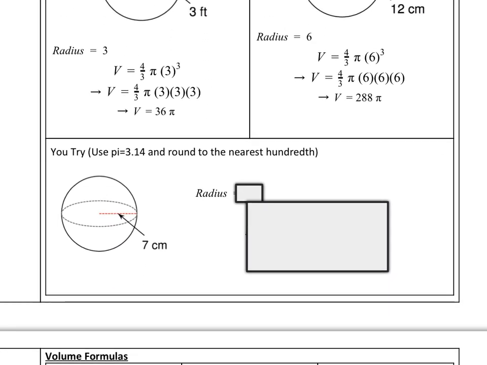All right, your turn. Try this example down here, but this time, instead of leaving pi in your answer, use 3.14 and round to the nearest hundredth if necessary. All right, identify the radius and try to find the volume now.